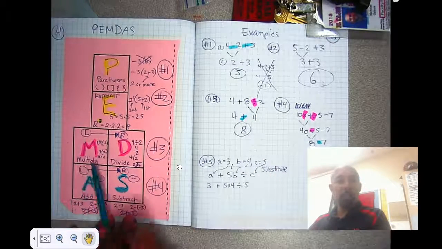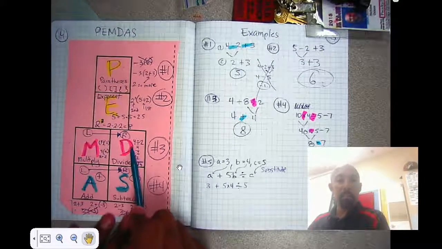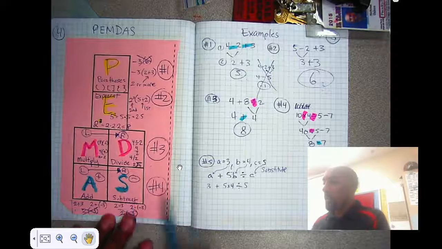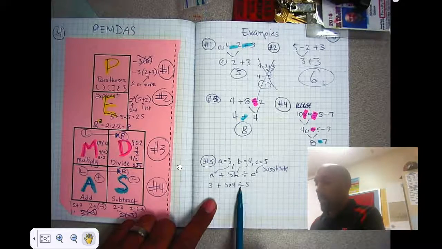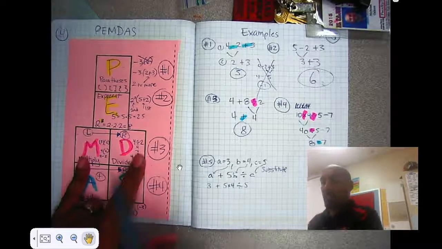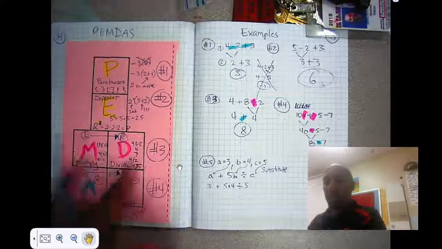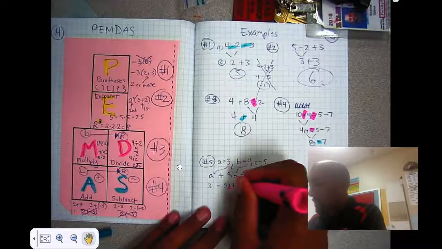Now let's look at the order here. We need to do parentheses, exponents, multiply, divide, and add, subtract. Now what I see here is I have plus, I have multiply, and divide. So multiply, divide, I need to do these first. And if you look, it says that we need to go from the left to the right. So we're going to start here with multiply and divide.